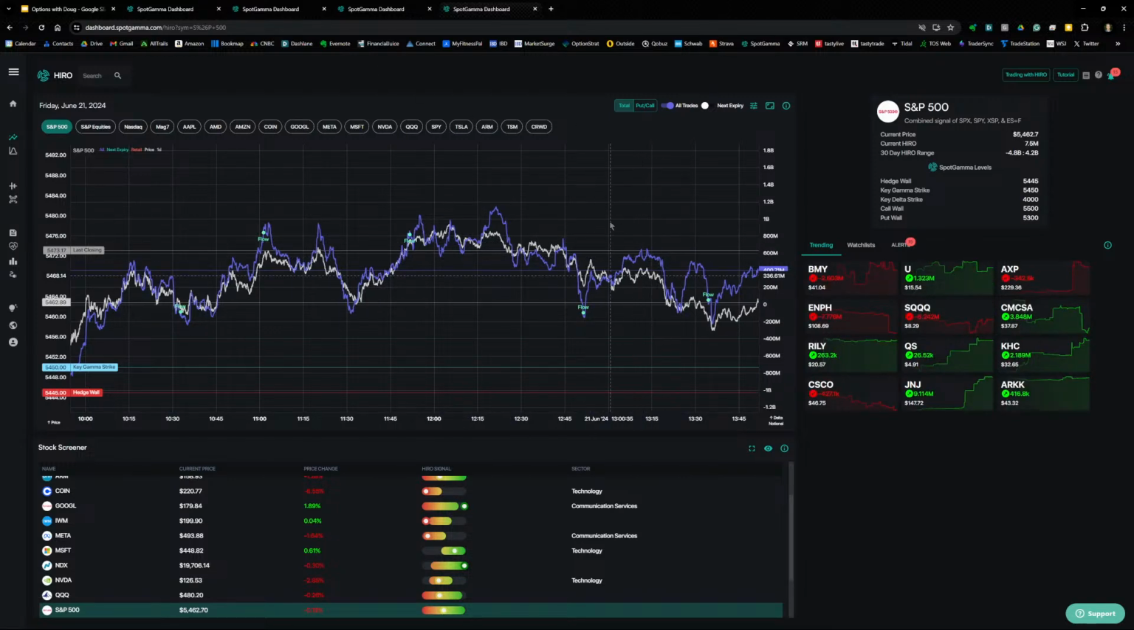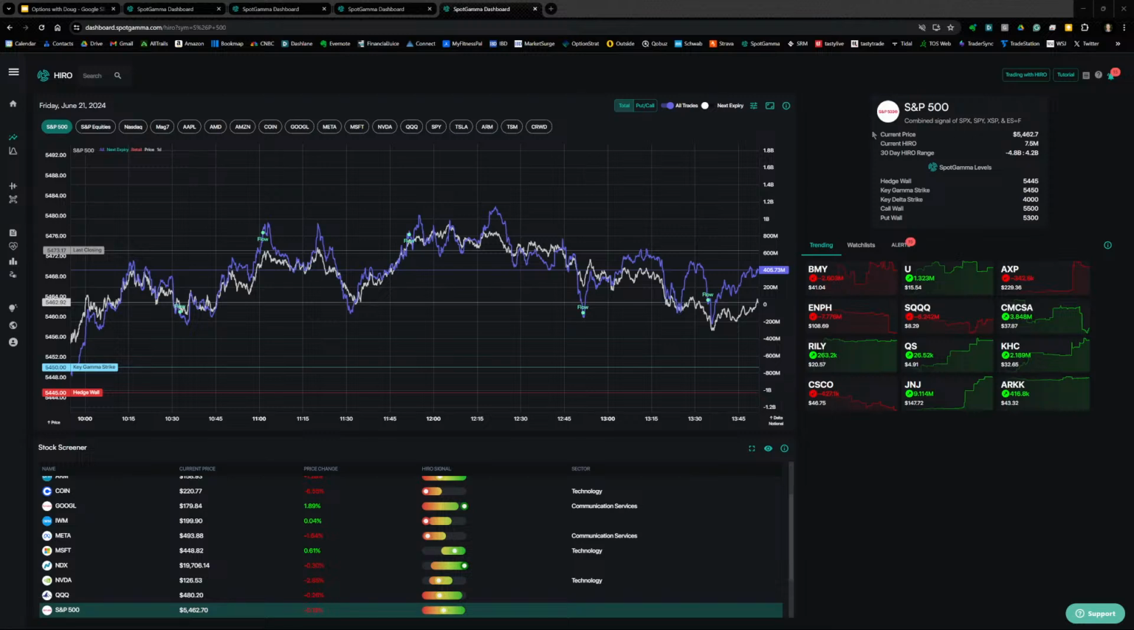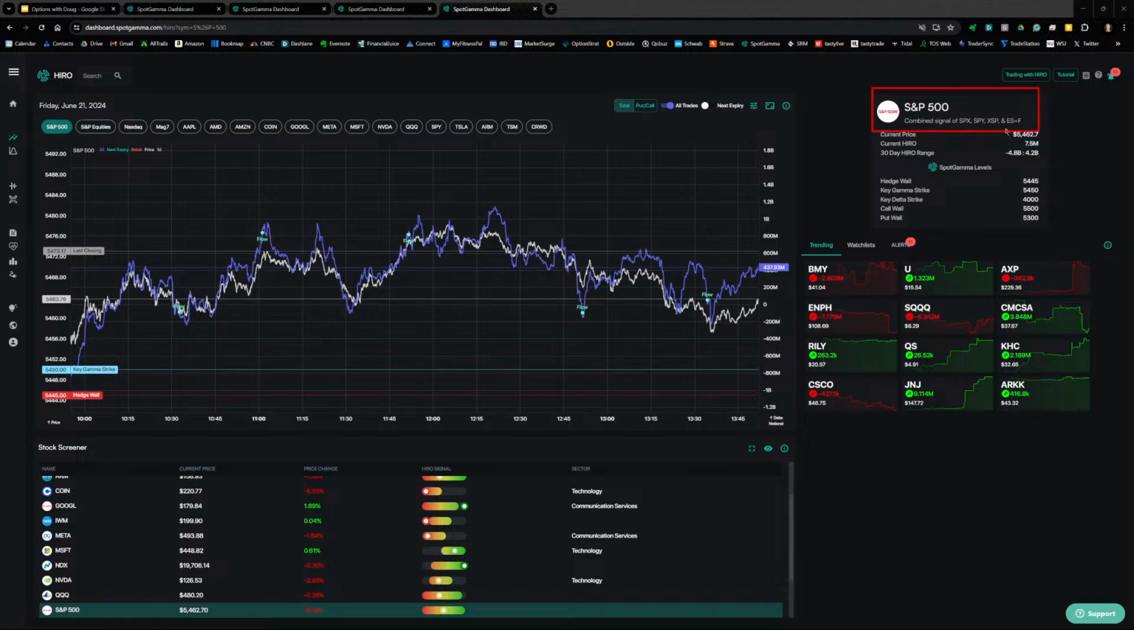All right, so this is, again, the S&P 500 HIRO signal. What this chart is showing is options trades and market maker hedging activity in real time for a combined signal of SPX, SPY, XSP, and ES futures. There are two HIRO signals that we can use for the S&P 500. This is the first. This is the index signal.